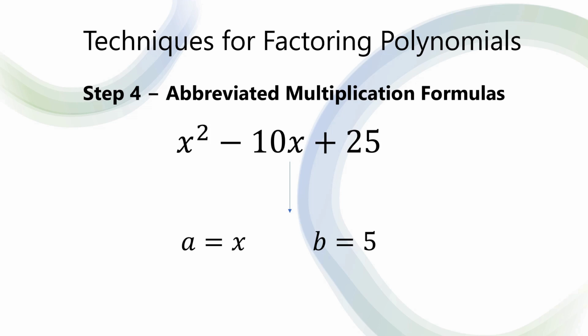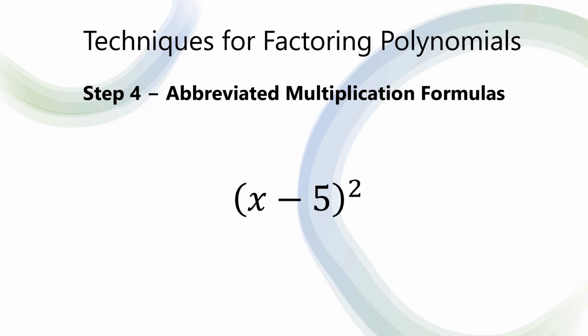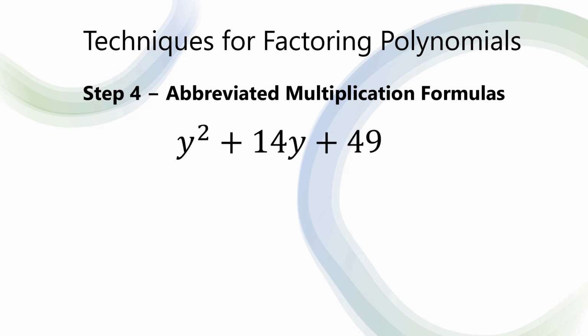Using the formula a squared minus 2ab plus b squared, we substitute a with x and b with 5. X squared minus 2 times x times 5 plus 5 squared equals x squared minus 10x plus 25. As you can see, the polynomial is indeed equal to the quantity x minus 5 squared, which means we've successfully factored it. Now let's explore factoring using the quantity a plus b squared with another example.